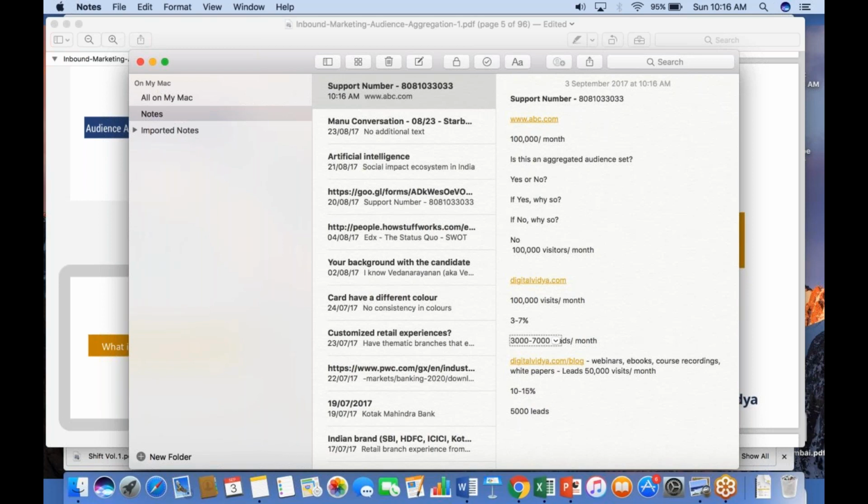So this 3 to 7,000 leads which you have, and these 5,000 leads which Digital Vidya has, these are your aggregated audiences. The 100,000 visits per month on the flagship website and the 50,000 visits per month on the blog are not really aggregated audiences because they are not captive. I don't have any information about that visitor. If I had managed to capture, let's say I have a pop-up right on the homepage where I managed to capture all of their lead information right up front, and I can possibly target them afterward with some kind of custom messaging, then yes, they are aggregated audiences. But in this case, they are not aggregated audiences. The leads which I've captured, yes, they are aggregated audiences.